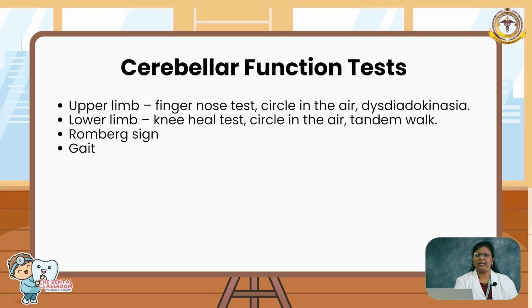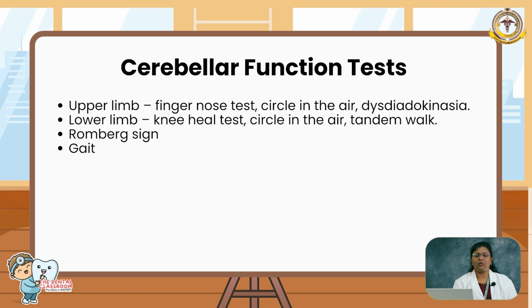Now how can we assess this? With the help of the cerebellar function tests, simple clinical tests, we can assess the cerebellar disorder. In the upper limb we have the finger nose test, circle in the air, and dysdiadochokinesia. In the finger nose test, the patient will be asked to touch the tip of the examiner's finger and then touch their own nose tip. If they have difficulty in the alternating movement, the coordination is lost, as in cerebellar disorder. If they are able to do it, then the cerebellum is functioning well.